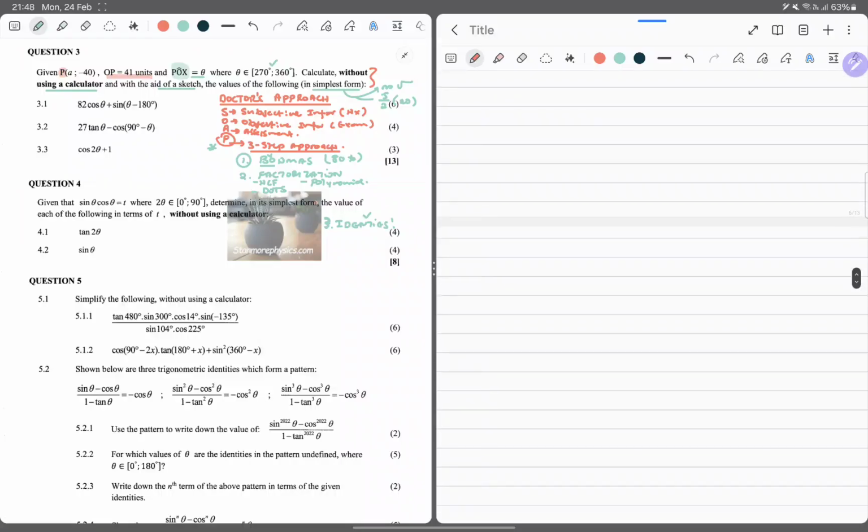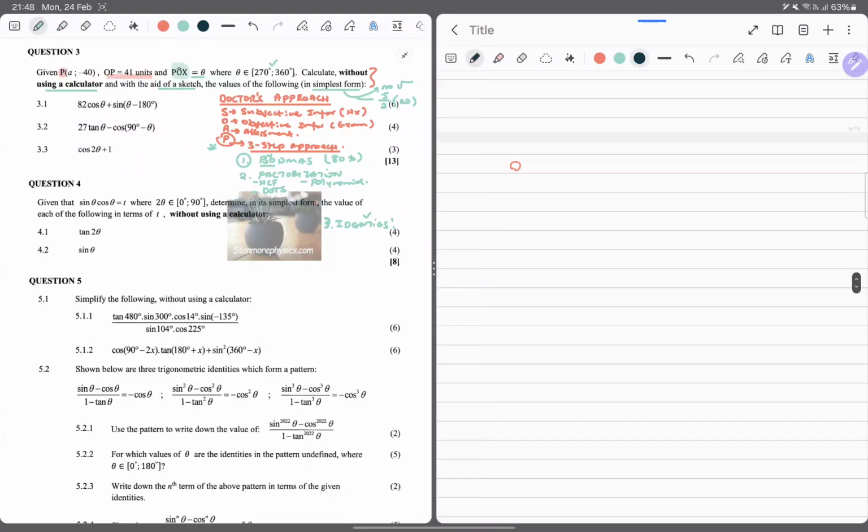Now let's look at this question 4 quickly so that we have more practice on these issues. Now question 4, we are told that given that sine theta times cos theta is equal to t. And we are told 2 theta is an element of 0 and 90 degrees. So this is saying 2 times theta is an angle in the first quadrant. So this means theta is an acute angle, that when we double we still get an acute angle. Determine in its simplest form.